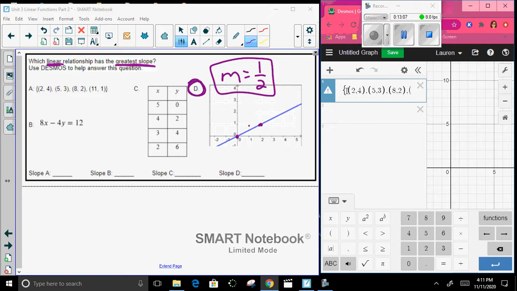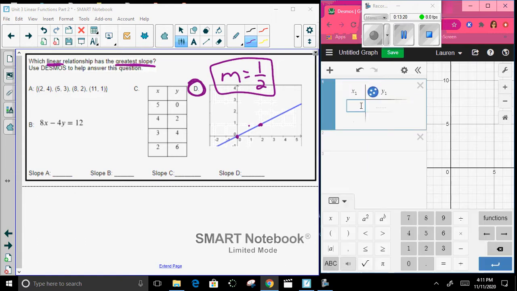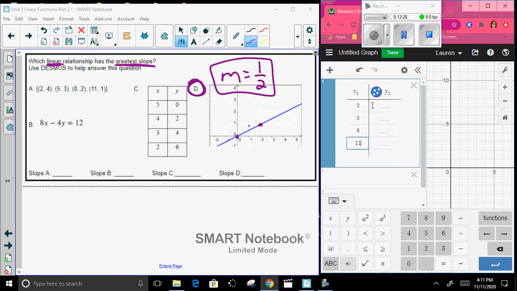Oh, you know what? Silly me. I got to put it in a table. I'm not even thinking right now. Remember, using Desmos is new for all of us. So I got to put a table in, and I can put a table in for a set of ordered pairs. If I hit a plus sign and I click table, I can type all my X's in, 2, 5, 8, 11, and then the Y's that go with them, 4, 3, 2, and 1. Sorry about that, not even thinking.